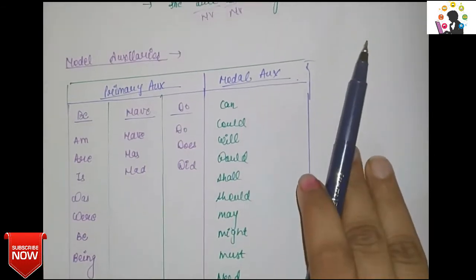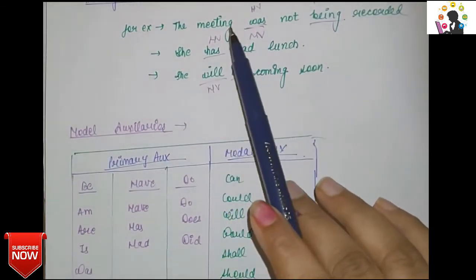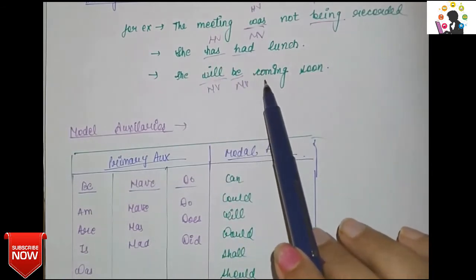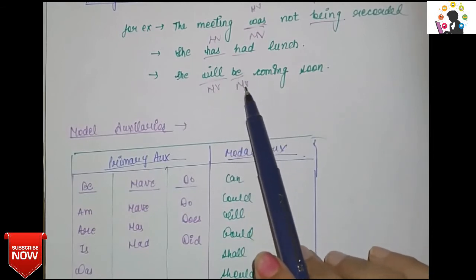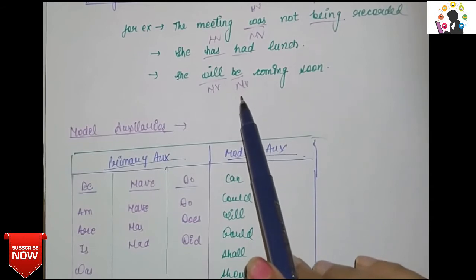So if we see in the above sentences, she will be coming soon, so will is the helping verb and be is the main verb, that is primary auxiliaries.